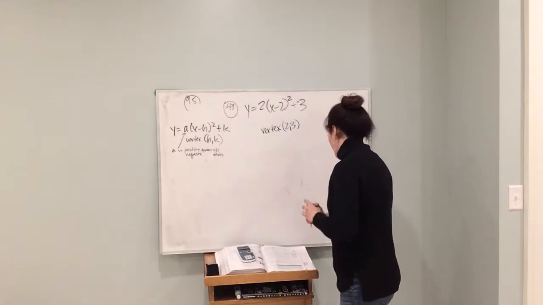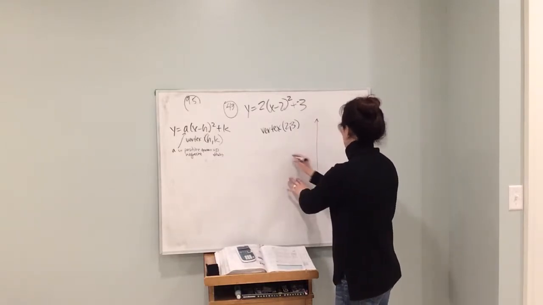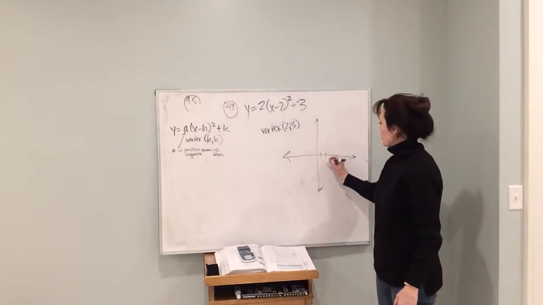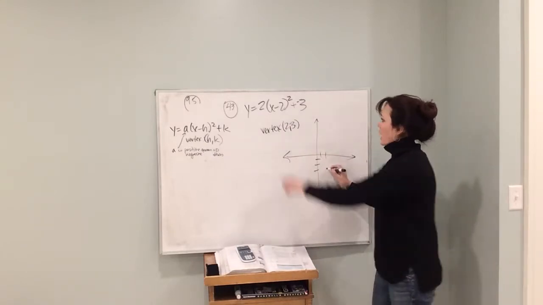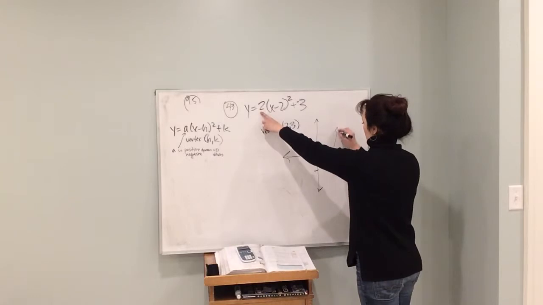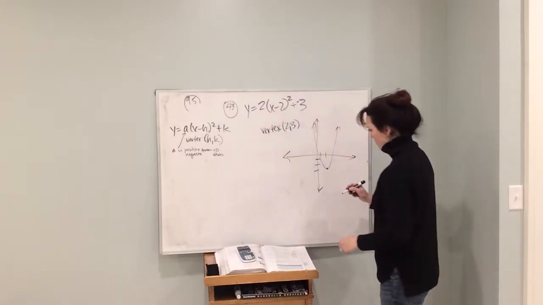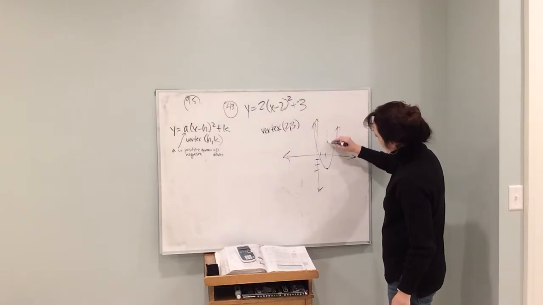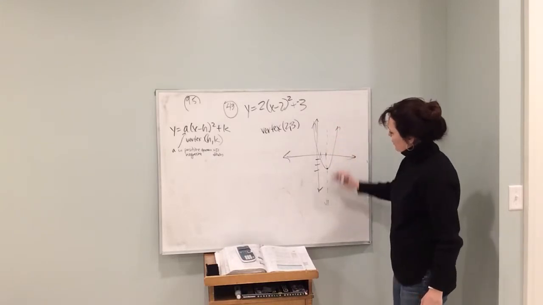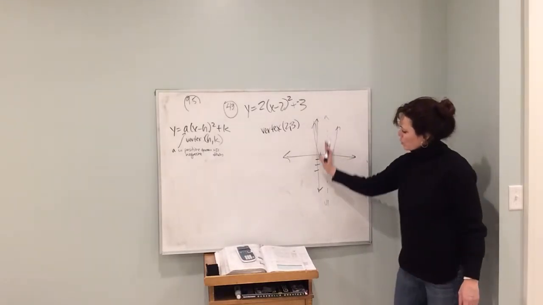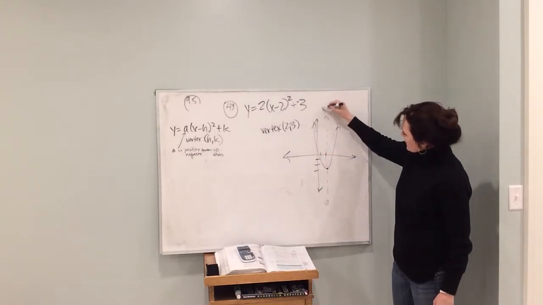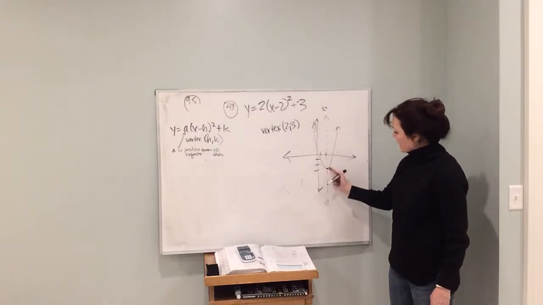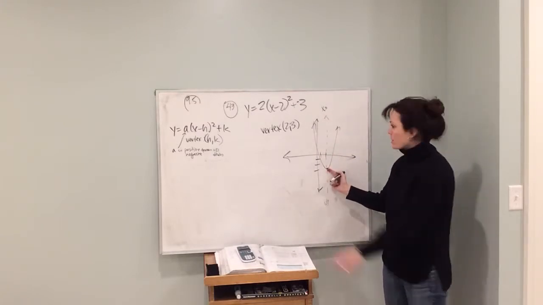They ask us to graph it, give the vertex, the axis of symmetry, and the domain and range. So the vertex is (2, negative 3). I know that it's opening up and it's skinny, so it's going to look something like this. Maybe even skinnier if you want. The axis of symmetry always is a vertical line for these vertical parabolas, and it goes right through the vertex. Now, vertical lines say x equals something. Well, x is going to equal whatever the x value is on my vertex.